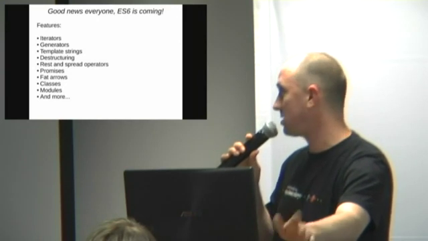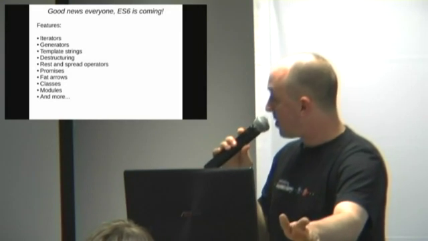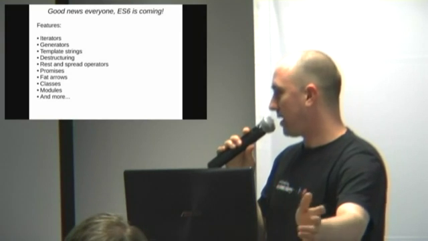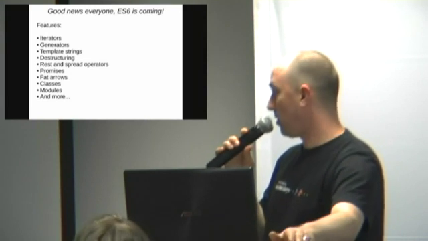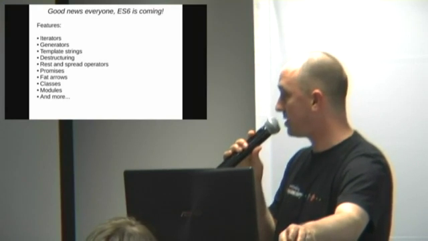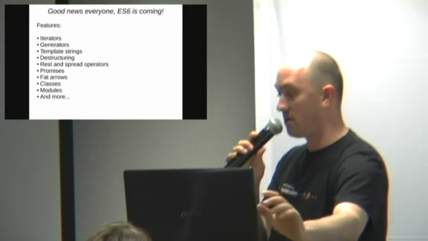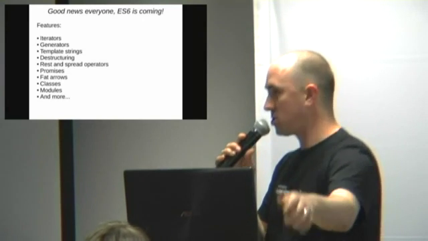Iterators, generators, template strings, destructuring, really cool. REST and spread operators, you'll probably know that as like keyword args and unpacking keyword args, that kind of thing. Promises, those are really useful for asynchronous. You probably know them as futures. Fat arrows, think lambdas that inherit their scope from the enclosing scope.